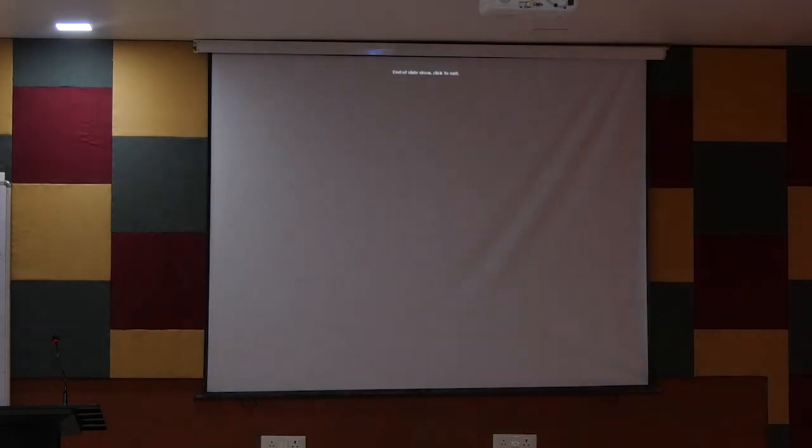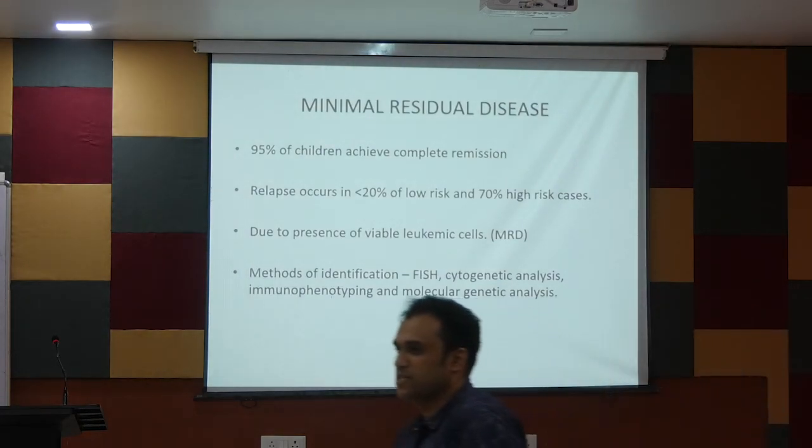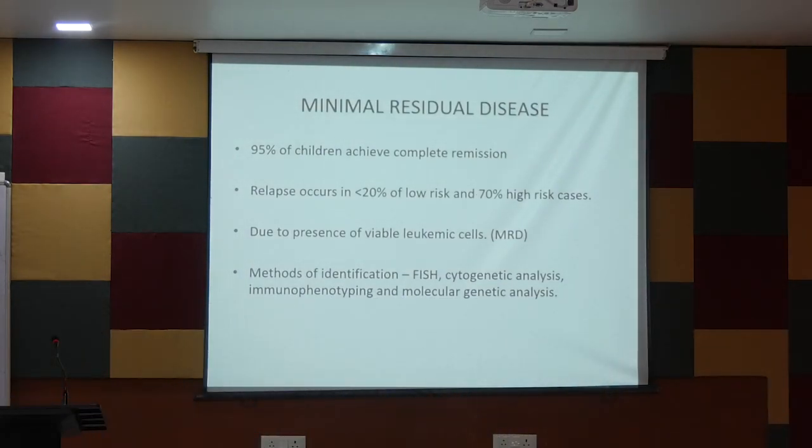Okay. Finally, this is the last slide. Minimal residual disease, which I have told you. Minimal residual disease means submicroscopic persistence of blast cells. Some blast cells always persist, no matter how much you treat. Relapse occurs in less than 20% of low risk, whereas more than 70% of high risk cases. And what is MRD? MRD is basically nothing but the presence of a few viable leukemic cells at the submicroscopic level. That's why it's called minimal residual disease.